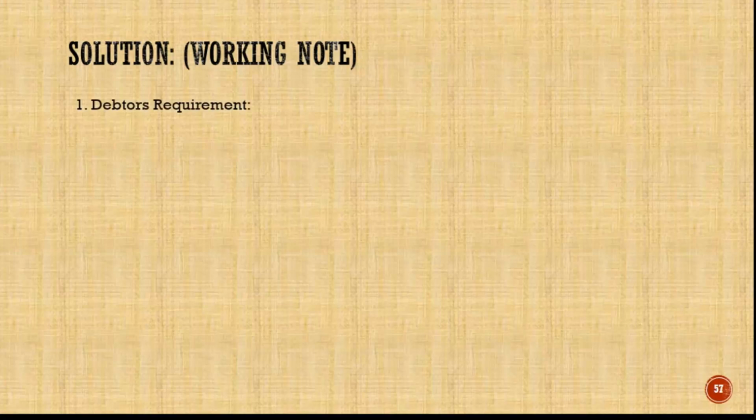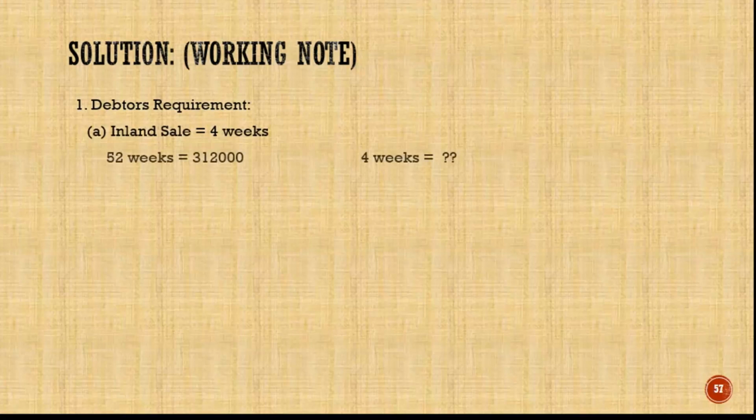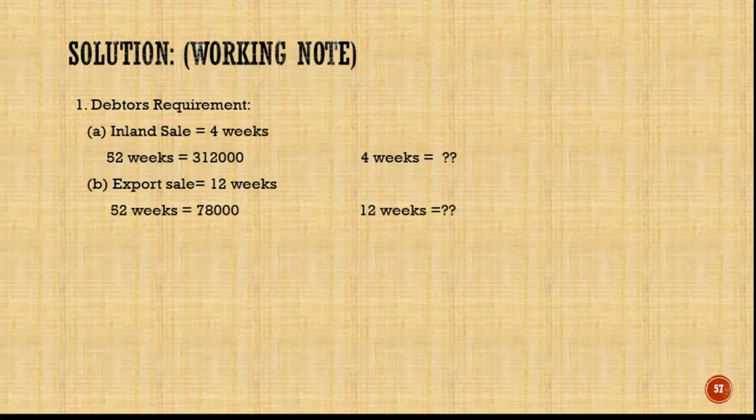So we are directly starting with the debtors requirement, but here for debtors we have two types, inland and export. First we will calculate for inland sales, 4-week requirement. For 52 weeks, the information is with us, 3,12,000. So how much for 4 weeks? The export sales, 12 weeks. For 52 weeks, the information given is 78,000, and we have to calculate for 12 weeks.